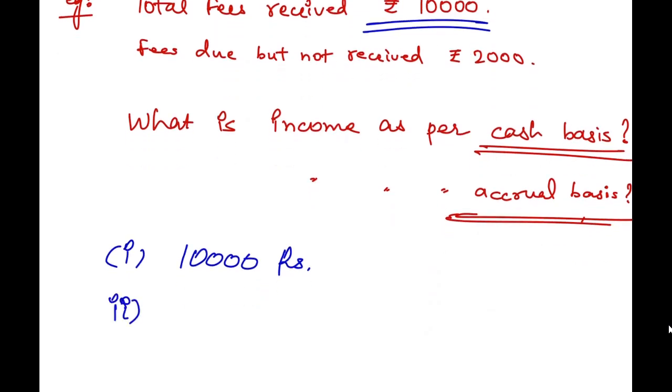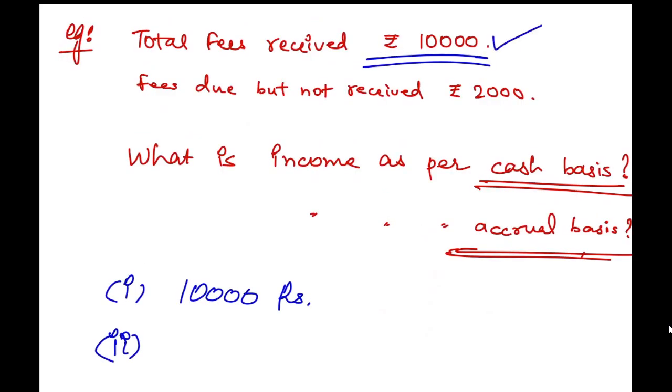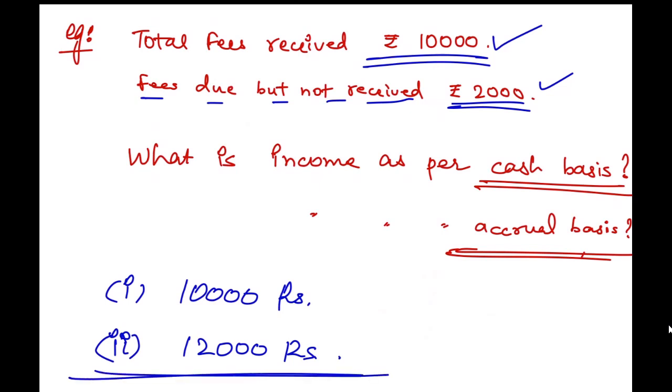And as per the accrual, the 10,000 which is received is obviously for the current year. But the fees which is not received, but should be received because it pertains to the current year only, will also be included. 10,000 plus 2,000, that would be 12,000 rupees. So this is the case which is given.